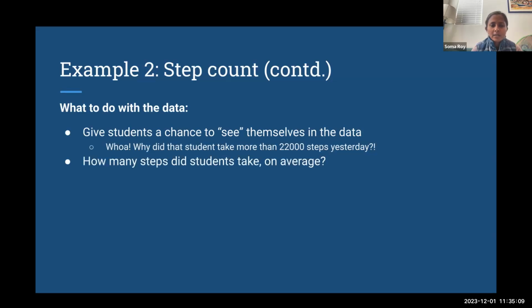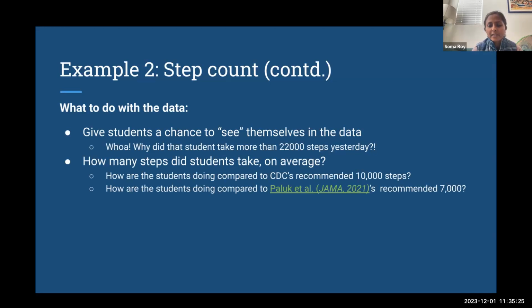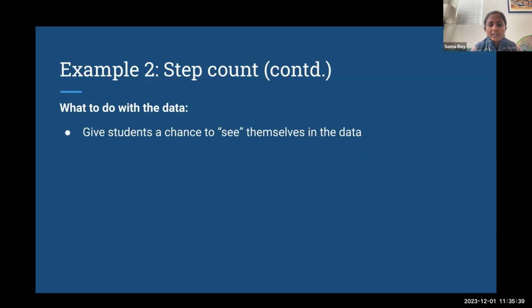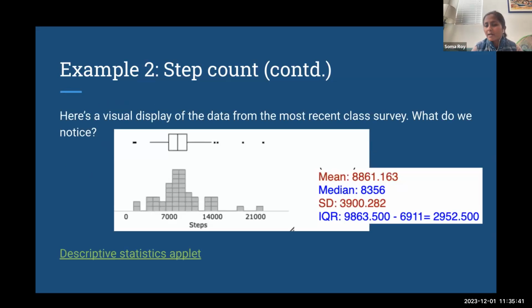So we can use that data to estimate what the average number of steps is that students take. We can compare them to the CDC's recommended 10,000 steps. But more recently, if you're not taking 10,000 steps daily, you'll be happy to know that there was a recent article in the Journal of the American Medical Association that says that 7,000 steps is actually good enough. So we can compare students to the 7,000. If I go back and look at this data set, our students are probably not doing that great compared to the 10,000. Maybe they're okay with the 7,000 recommendation.